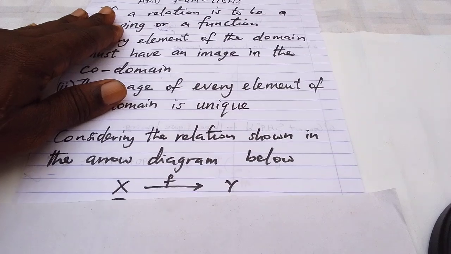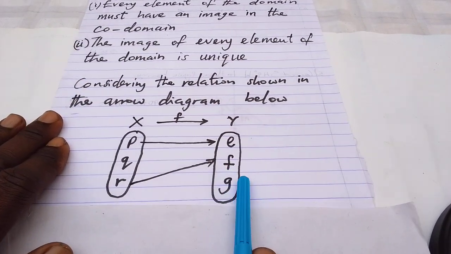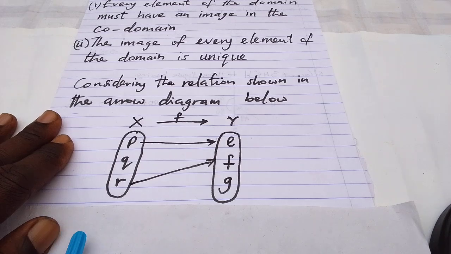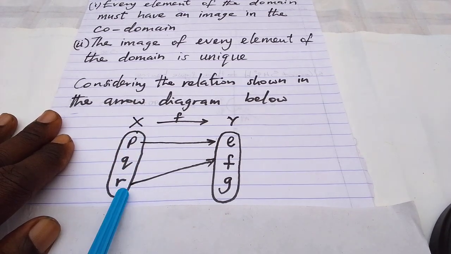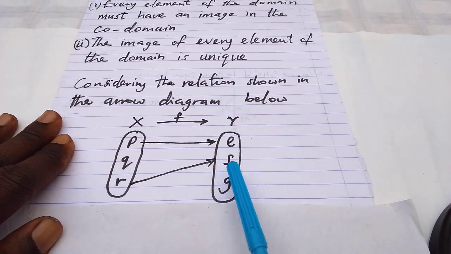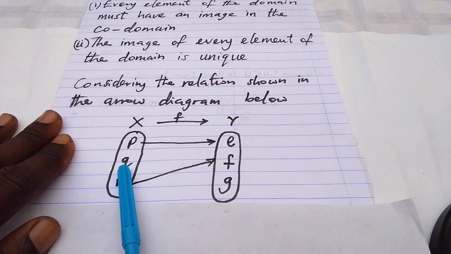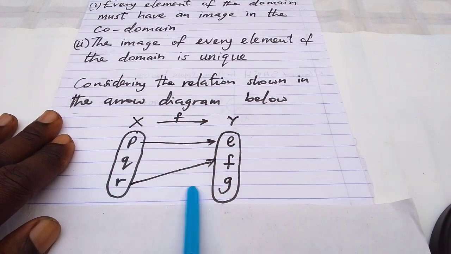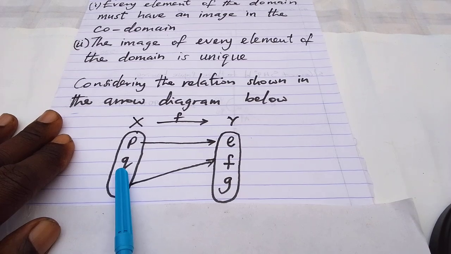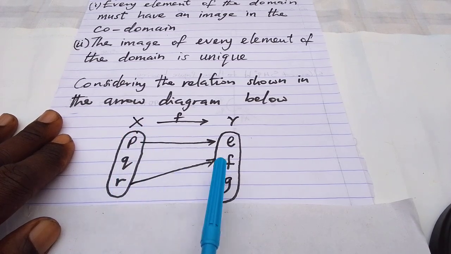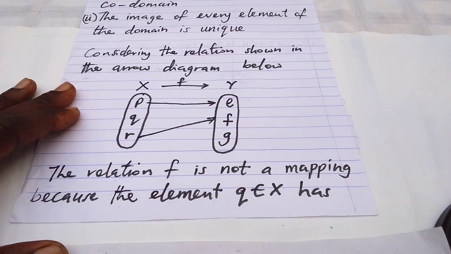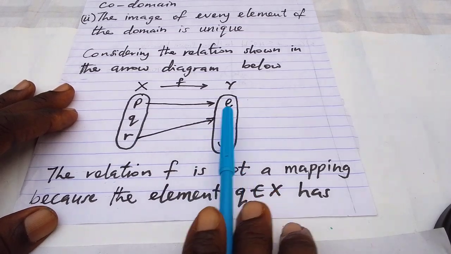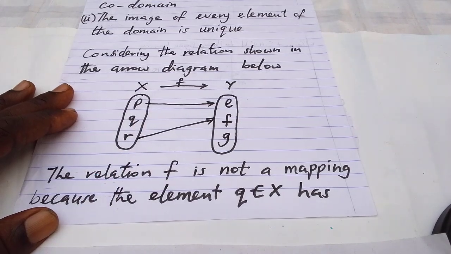So now let's look at this example. You realize that if this is a mapping, in set X you have P, Q, R, and in set Y you have E, F, G. Now you observe here that Q does not have an image in Y. So it means that this is not a mapping, because there is a part of it that does not have an image in Y. So the relation F is not a mapping because the element Q, which is a member of X, has no image in Y.